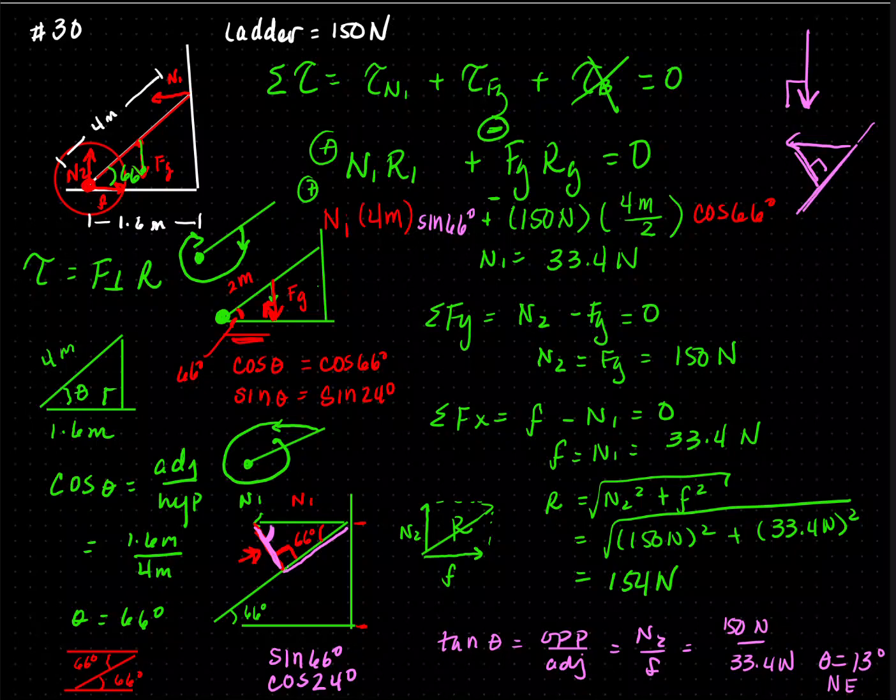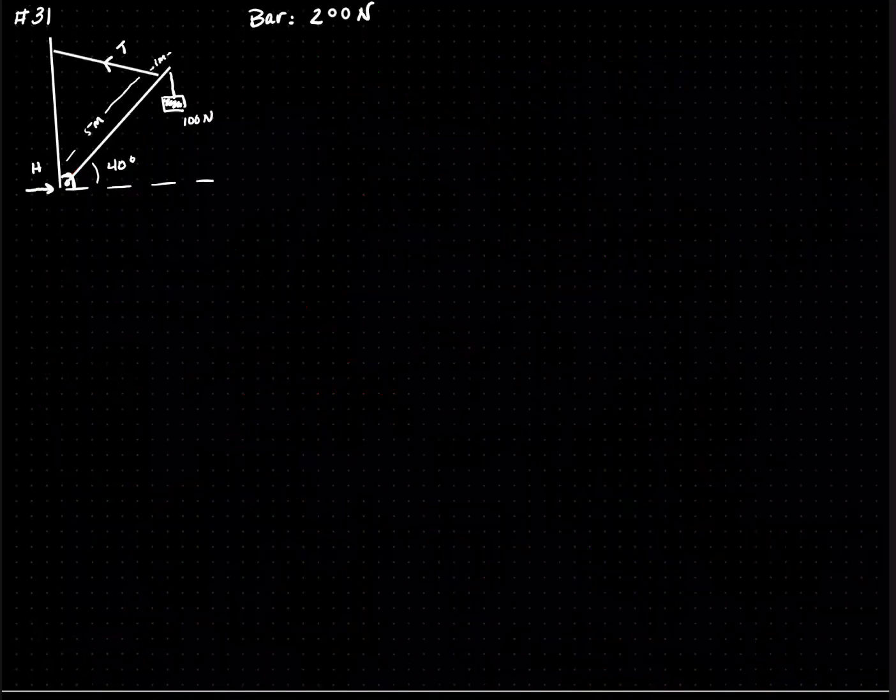After you do that, solve for your unknown. Write a sum of fy equation if there are vectors present in the y direction, and solve for the unknown. And then you want to write a sum of fx equation if there are vectors in the x direction. Afterwards, you want to do Pythagorean theorem to solve the resultant vector and use tangent theta to solve for your angle. This is problem 31 in your packet. See if you could do it on your own and then check your answers.